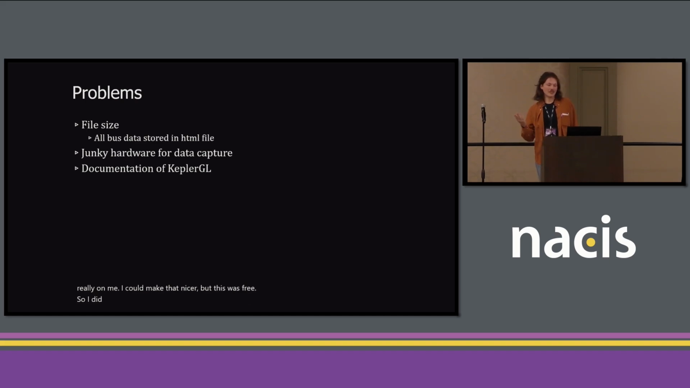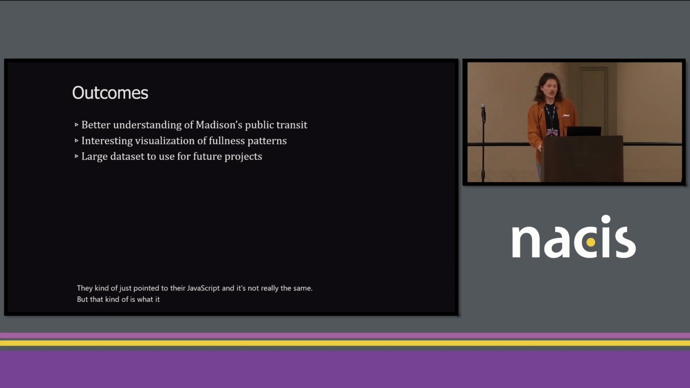And then, of course, documentation for Kepler GL is a little rough, especially the Python API. They kind of just point you to their JavaScript, and it's not really the same. But that kind of is what it is. I would say overall, I definitely have a better understanding of Madison's public transit, as well as a cool visualization to show off. And collecting all this data has given me a good-sized data set if I want to do something with this in the future, and maybe some other visualizations.